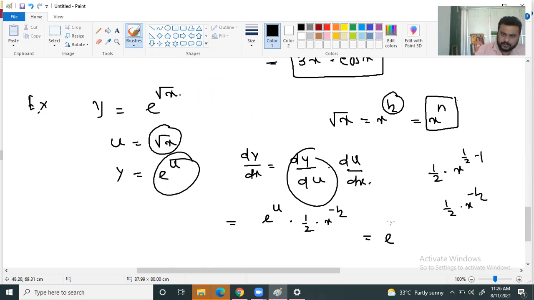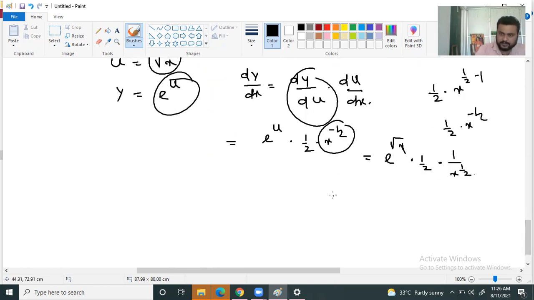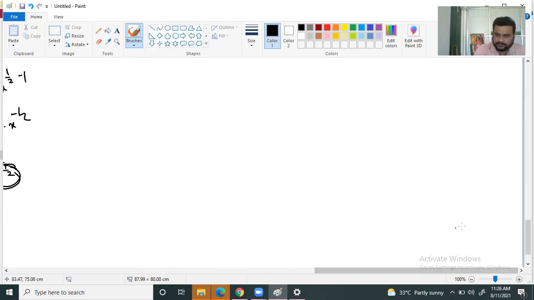What is u? u is your root x into 1 by 2. We can write 1 by x to the power half, bringing to denominator, and this will be 1 by 2 root x e to the power root x. This is your root x. x to the power half is your root x. So 1 by 2 root x e to the power root x. Okay. Now do some other examples.